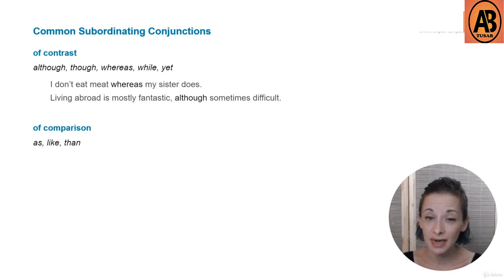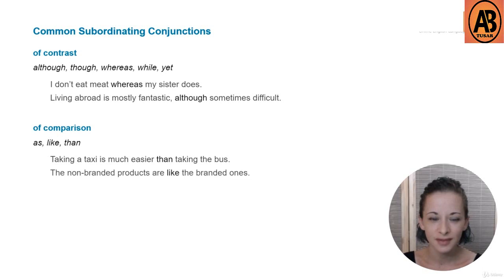Subordinating conjunctions of comparison include as, like, and than. Taking a taxi is much easier than taking the bus. The non-branded products are like the branded ones.